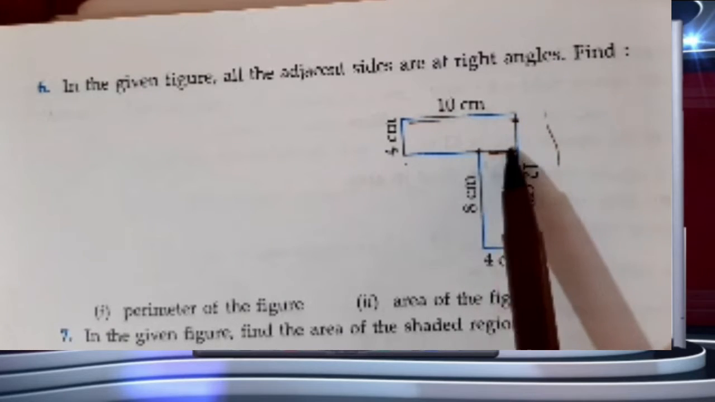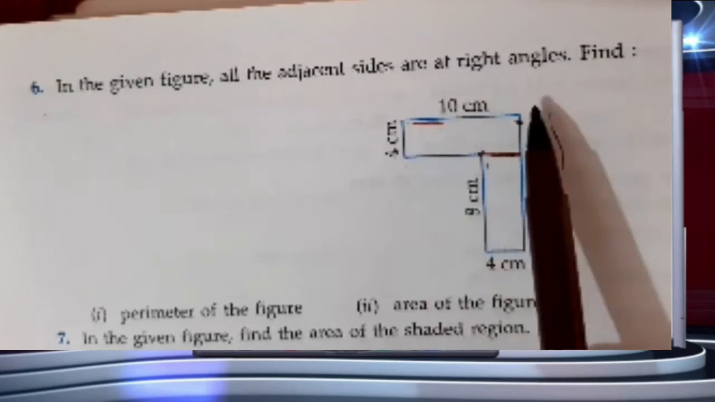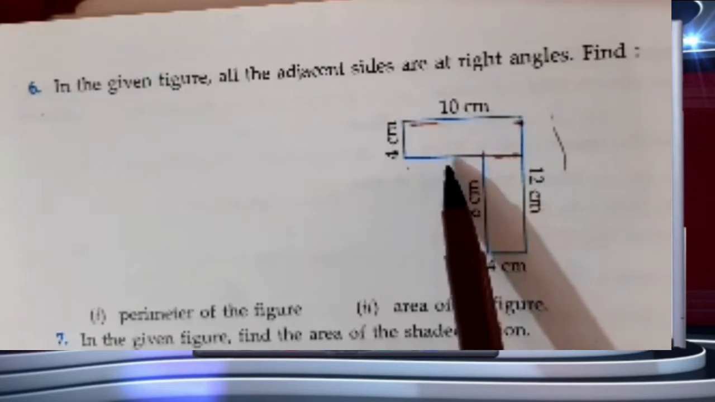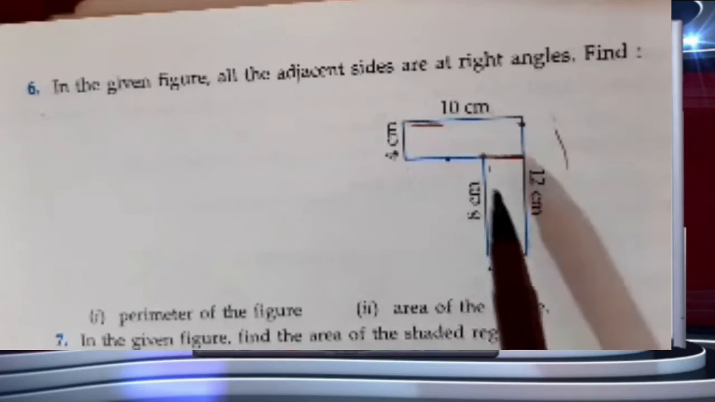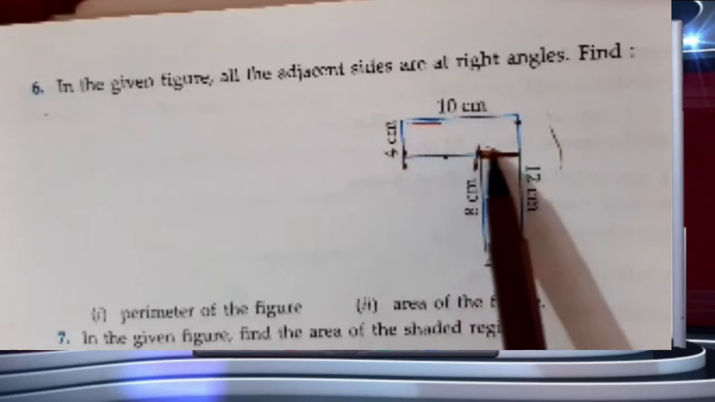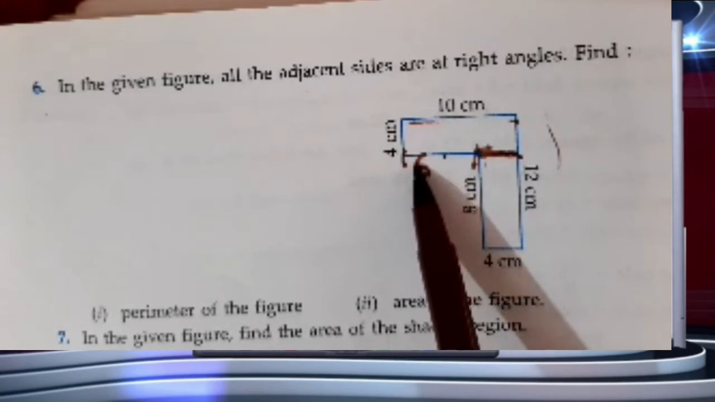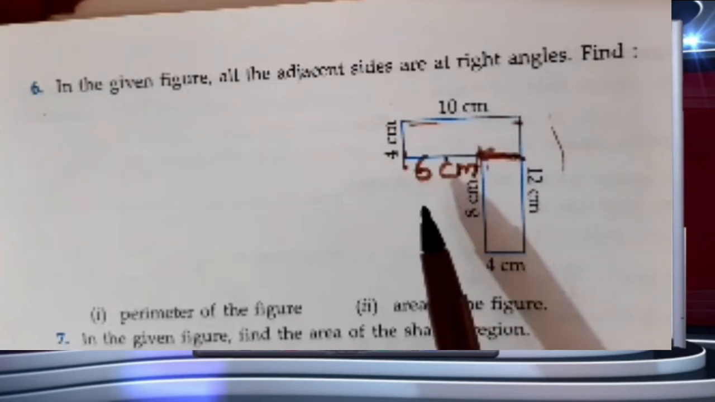How you will find out this side? See, this full side, it is 10, and this one, it is 4. This means this is also 4. So this is 10. It means this is also 10, because here it is given that all are right angles. It means this is a rectangle. In rectangle, opposite sides are equal. So if this is 10, this is also 10. This is 4, so this is also 4. So the remaining side will be 10, means this whole side minus 4, which is 6. So this side is 6 centimeter.